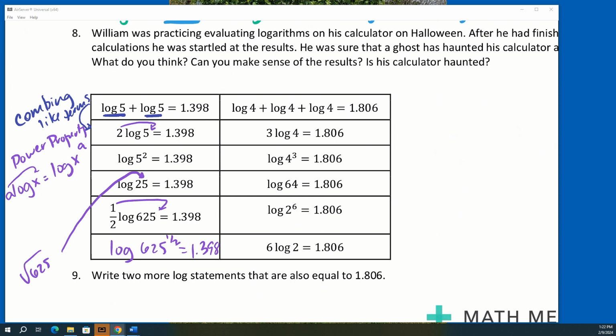Now I know you guys don't have a great copy, but I think we can do the other side as well. So we had a log of 4 plus a log of 4 plus another log of 4 gives us 3 of them. Combining like terms, no big deal. A number multiplied in the front can get moved up to a power. That's fine. 4 cubed is 64. Is 64 2 to the 6? Yes. And then now you can just take that 6 and move it down in the front. And so it all checks out.